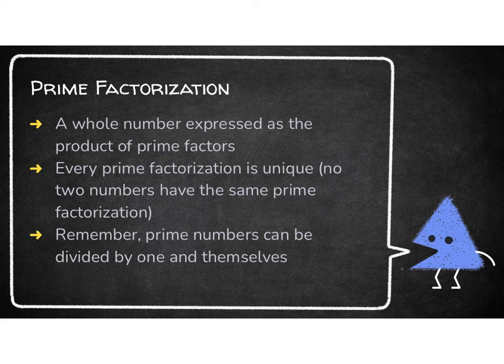Here's the thing about prime factorization. Every number has its own unique prime factorization. No two numbers have the same prime factorization. Every one of them is unique. And then remember, prime numbers are the numbers that can only be divided by 1 and themselves. For example, the number 3 can only be divided by 3 and 1, so that is a prime number. 7 can only be divided by 7 and 1. That's a prime number. 8, however, can be divided by 2 and 4. That is not a prime number, okay? Because it has other factors besides 1 and itself.